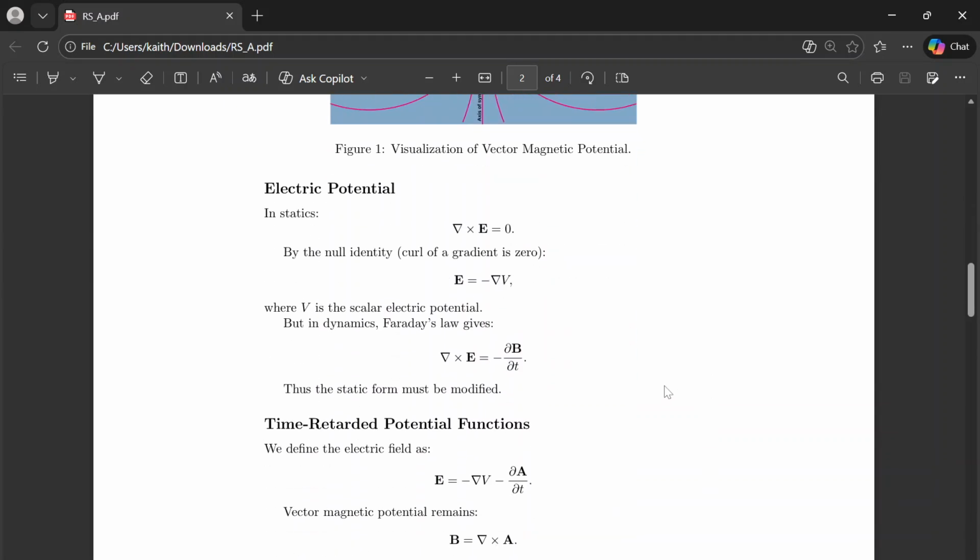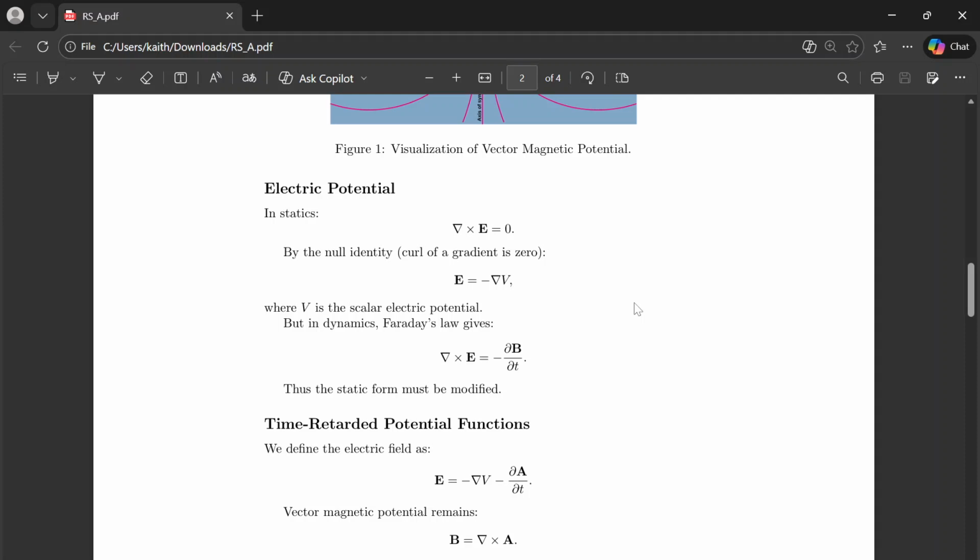Now let's come to the electric potential. We know that in statics, the curl of the electric field is zero. This is given by Maxwell's equations. From the null identity, we know that the curl of a gradient is zero. Hence, we can write the electric field as the gradient of some other scalar. This scalar is the scalar electric potential.